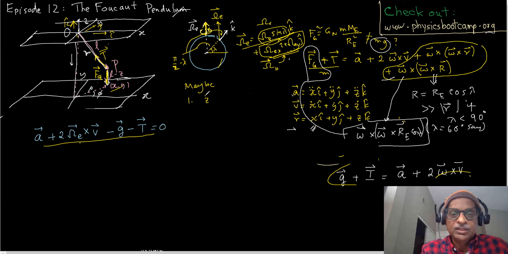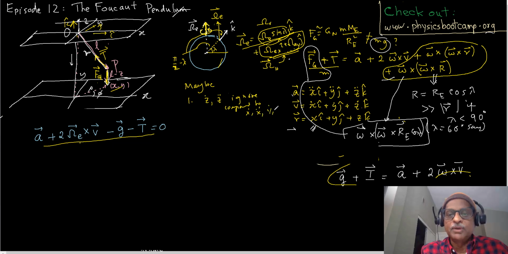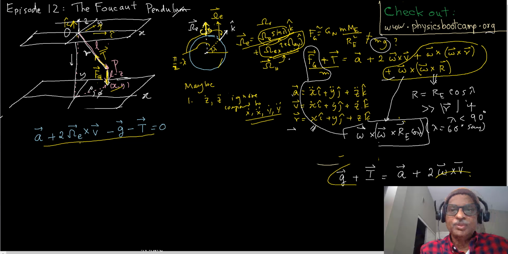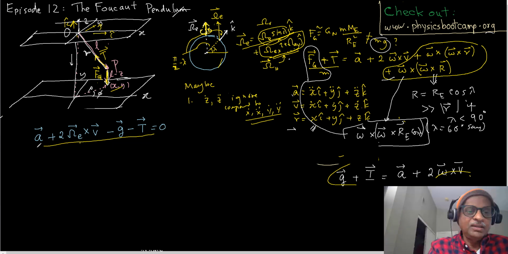So z dot, z double dot, ignore them, compared to x dot, x double dot, y dot, y double dot. These are the only things you keep in time derivative. So if you look over here, this is the only one that I need to work with.